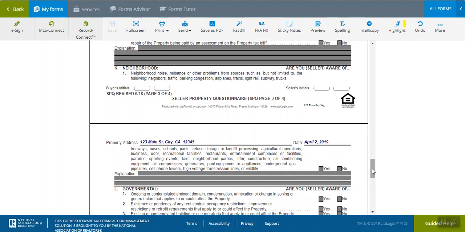The next part asks 1 question on neighborhood, and whether the seller is aware of any noise issues, nuisances, construction, etc. If yes, then the seller needs to give an explanation.